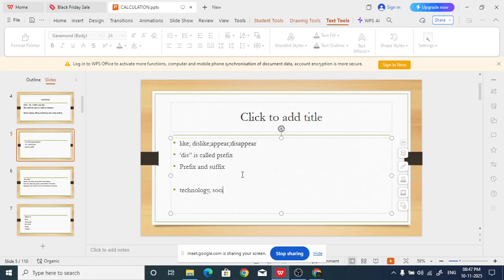Similarly, sociology. Can you give me some other logy? Biology, yeah. The science of technical things is called technology. The science of society is called sociology. The science of plants is called biology. Tell me, give me some more. Zoology?